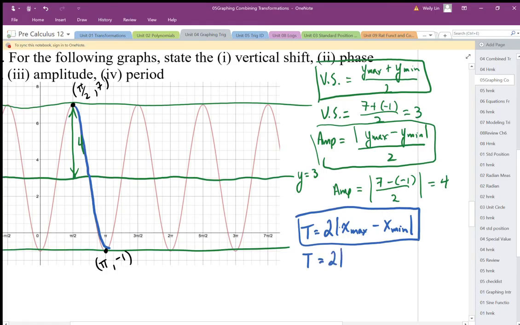So in this case here, my x max, I'm going to do min minus max. Not that it really matters, I just want to avoid the negative. So I'm going to do pi minus pi over 2. Okay, that's going to be half pi times 2, which is pi. That is my period. Okay, the period from this point to this point is going to be 1 full pi.